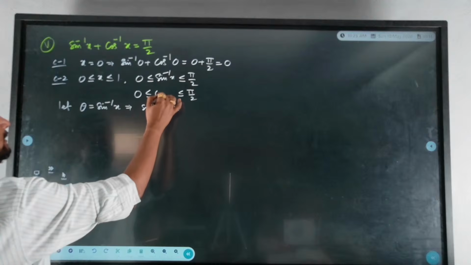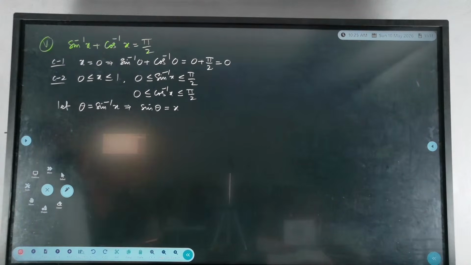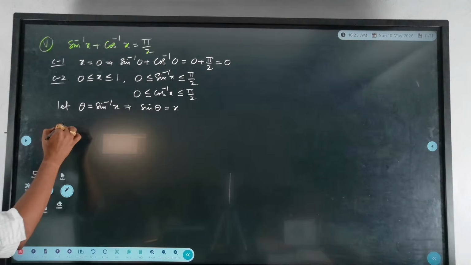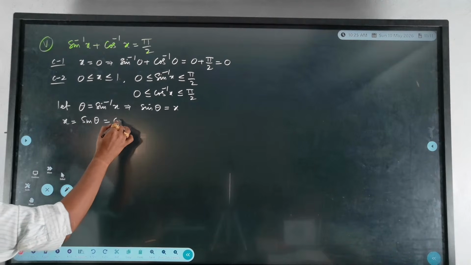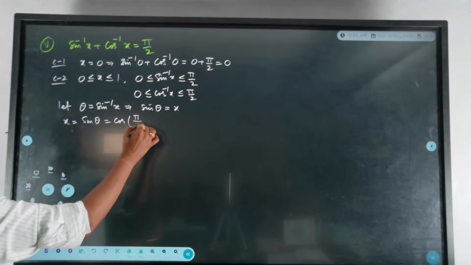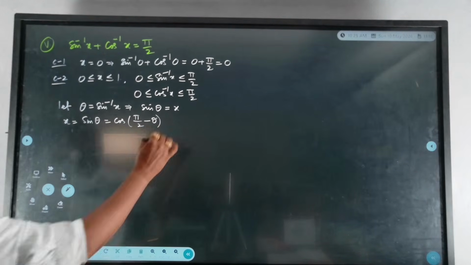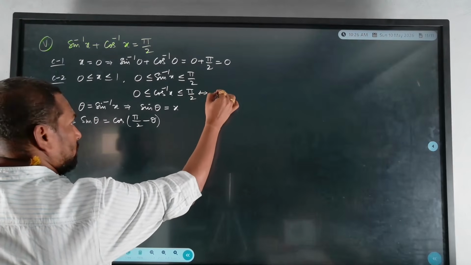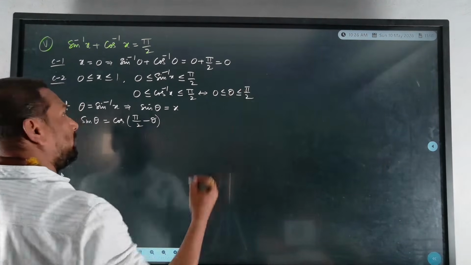Sin inverse x, cos inverse x, nothing but theta. Okay, so x is equal to sin theta, that is equal to cos of 90 minus theta. Here it is 0 less than or equal to theta less than or equal to pi by 2.